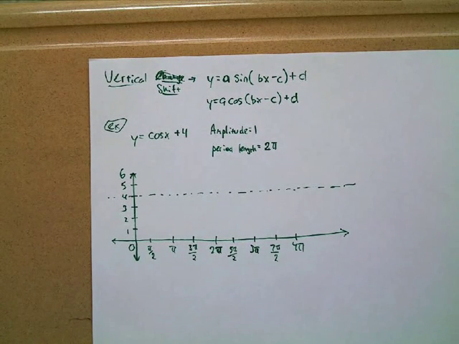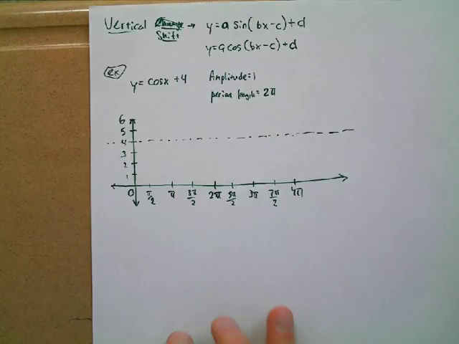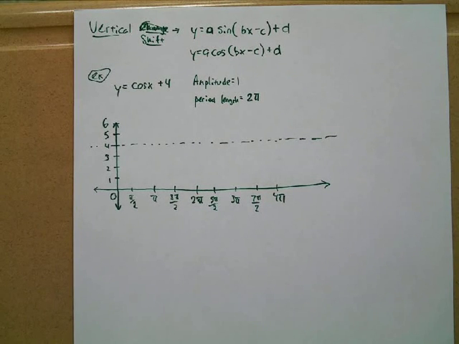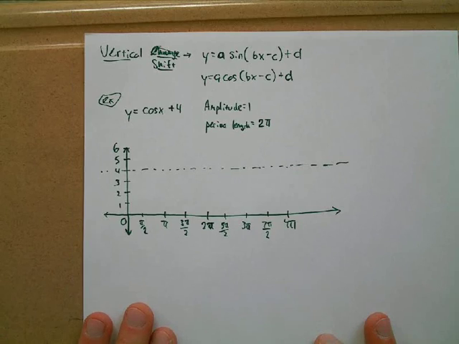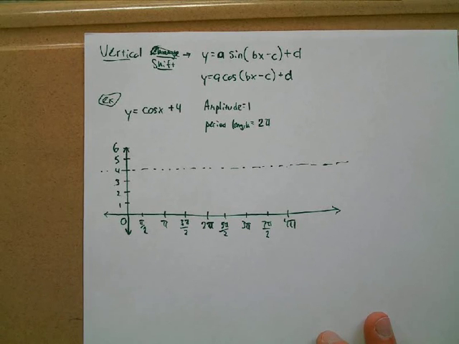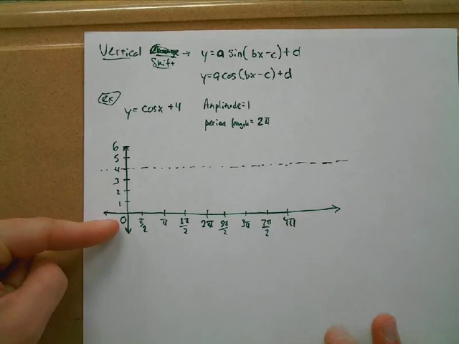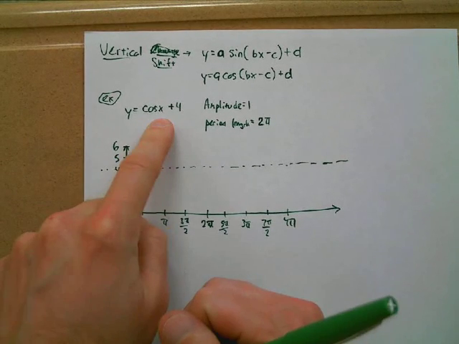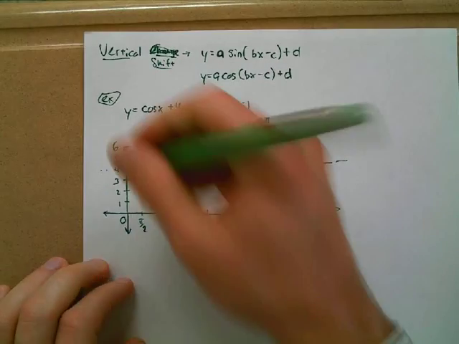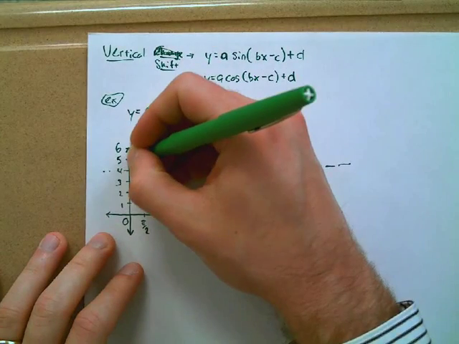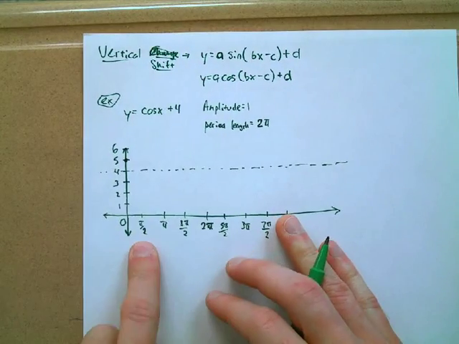And again, you can start if you want to by plugging in 0. Cosine of 0 is 1, plus 4 is 5. And so our first point here at 0 is going to be 5. You can plug in pi over 2. Cosine of pi over 2 is 0, plus 4 is going to be 4. Cosine of pi is -1. -1 plus 4 is 3. But again, you kind of get an idea. Cosine always starts above the axis, then on the axis, and then below the axis like that.